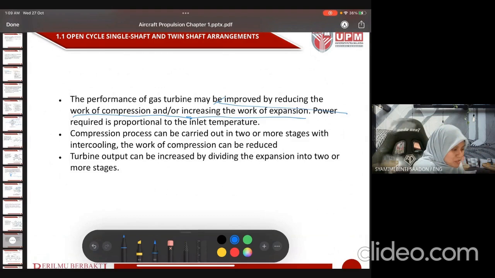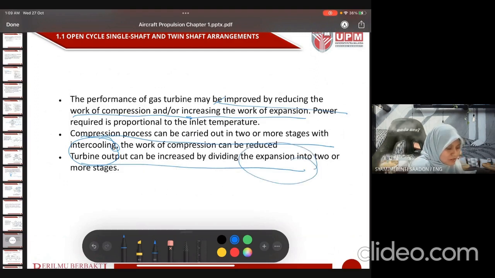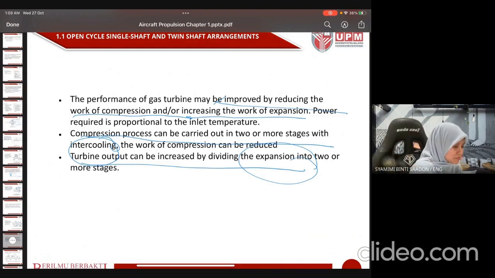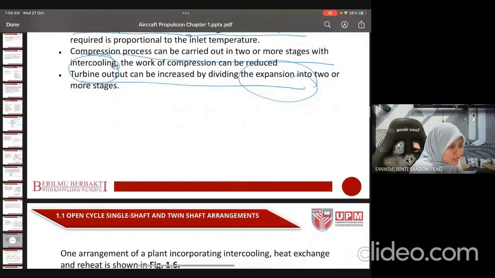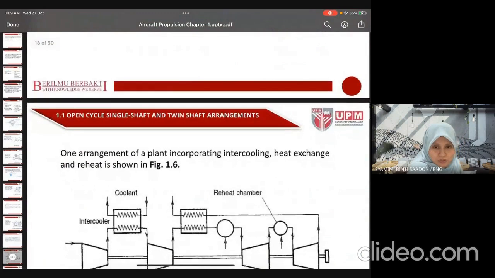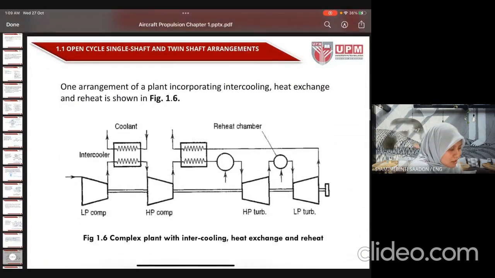Okay, so the compression process also can be carried out in several stages by using intercooling. Turbine output can be increased by dividing expansion into two or more stages. Okay, so the same as in the expansion turbine, we can also add a compressor, low pressure compressor and high pressure compressor. All of this, the objective is to increase performance.